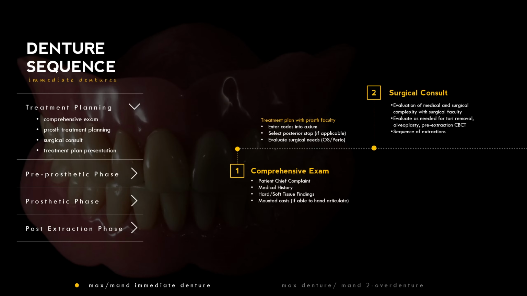So once that's done, then the surgical consult would be the next step. And here you'll meet with the surgical faculty to go over the patient's medical and surgical complexity. So here they'll decide if there's any procedures that may need to be referred out. The other thing you'll do is just confirm the sequence of extractions to make sure that the number of extractions is appropriate at each visit that is scheduled.